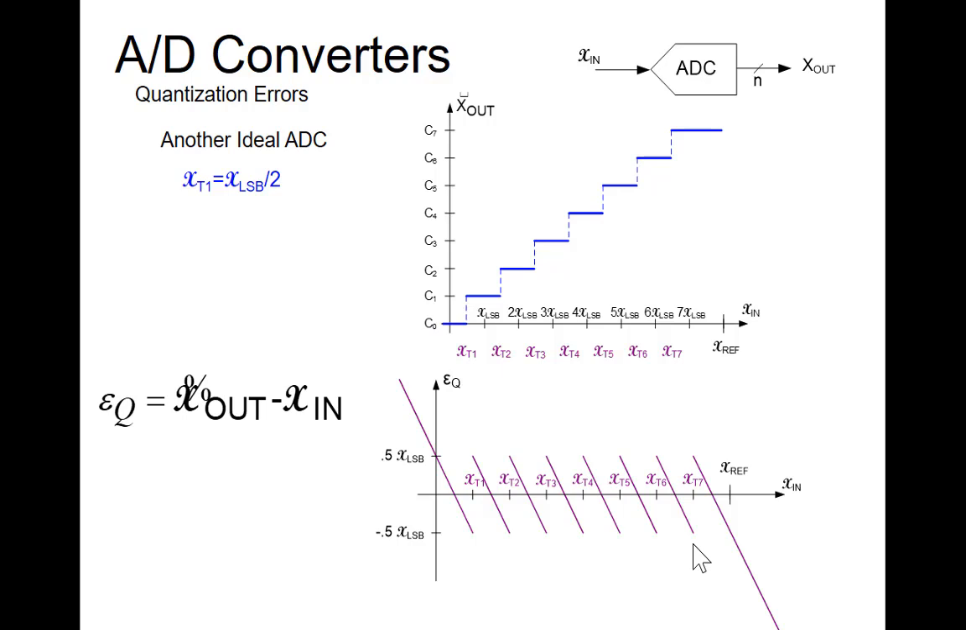You'll find in most applications, the performance of an ADC that has this set of breakpoints and one that has the previous set of breakpoints will be about the same. What we're really most concerned about is the peak-to-peak value of this quantization error. If that quantization error is offset a little bit, it doesn't affect the performance of most systems.